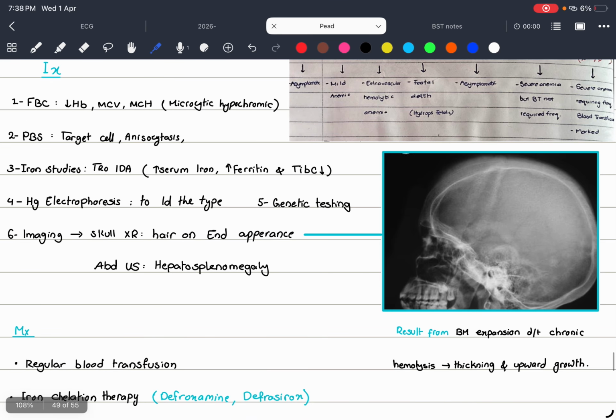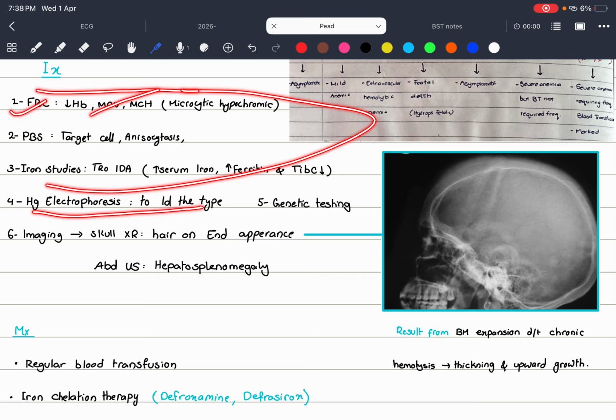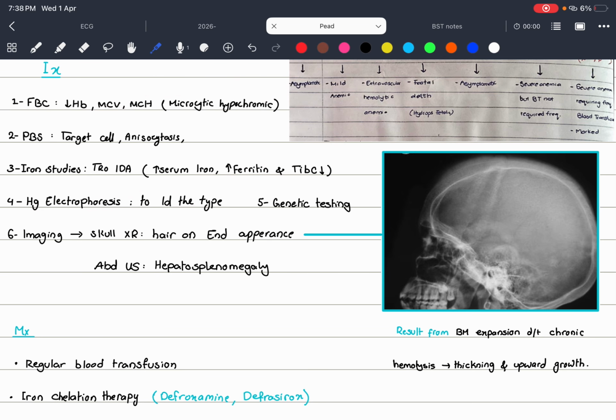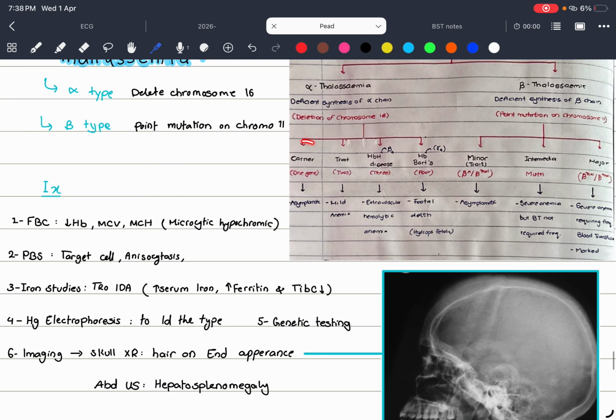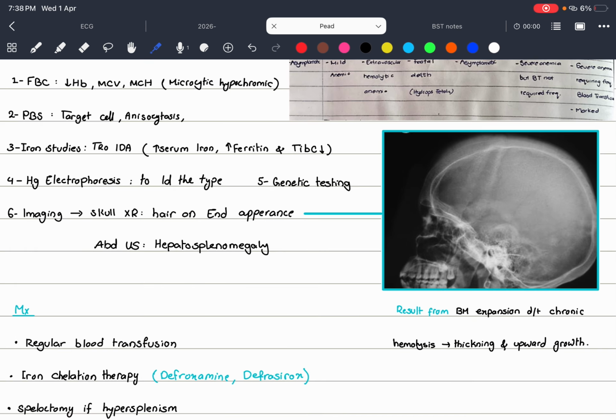Why? Because iron studies are not going to be abnormal in thalassemia, so you have to rule out iron deficiency anemia. Then hemoglobin electrophoresis studies, now you suspect thalassemia completely. These are positive, as you've seen the target cells. You start doing hemoglobin electrophoresis to identify which type of thalassemia the patient has. And then you do some imaging to confirm further.